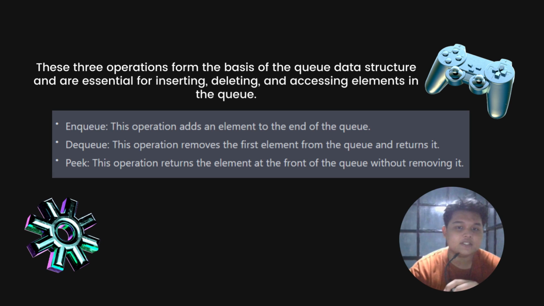Moving on to the next part, we have the three operations that form the basis of the queue data structure and are essential for inserting, deleting, and accessing elements in the queue. So for the first one, we have NQ. This operation adds an element at the end of the queue. And the second one, we have DQ. This operation removes the first element from the queue and returns it. And lastly, we have peek. This operation returns the element at the front of the queue without removing it.